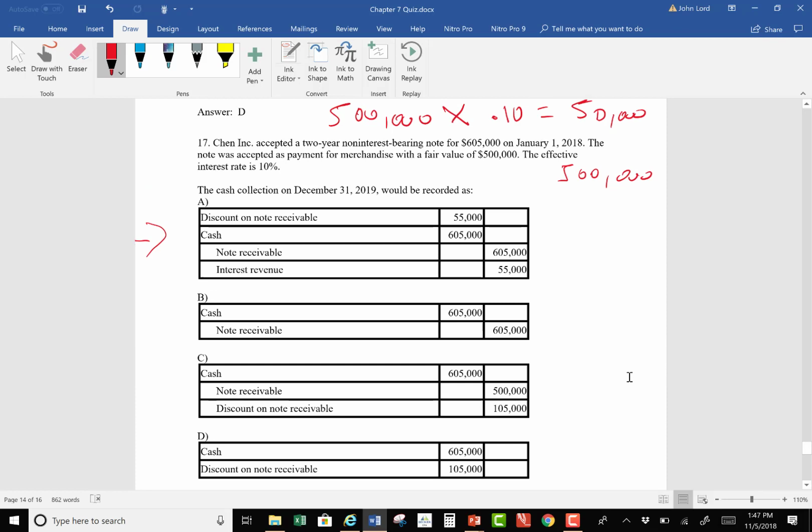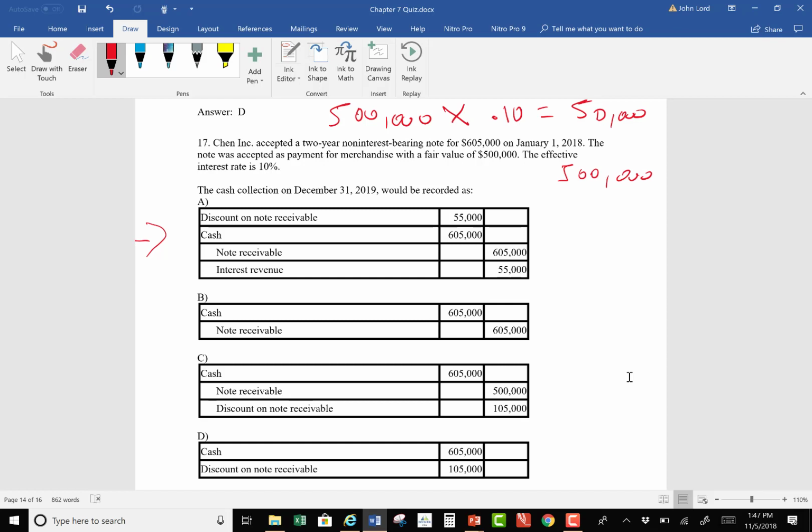Right? We debit the remaining discount. We had 105,000 in the discount, didn't we? When we first got the note, we debited it for what? Well, first year we debited for 50,000, right? Second year we debited for 55,000 to clear it out. It's 0 now, right? Then what? We debit the cash for 605. Obviously, we credit the note for 605,000, and the interest revenue is the 55,000. I showed you how to calculate that, right? Which is the carrying value of the note for year 2 times the 10%.